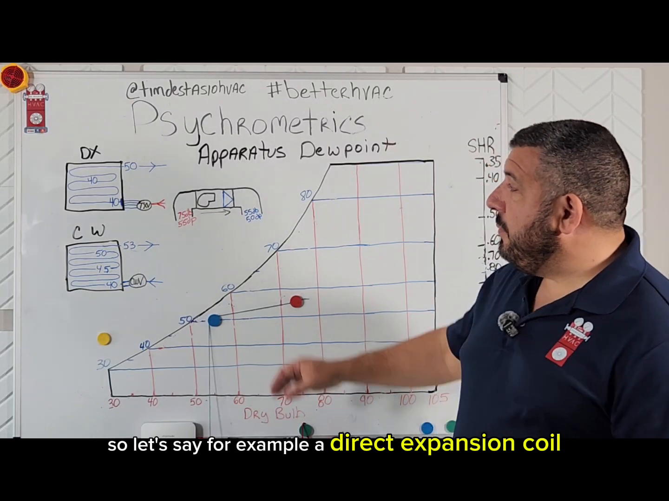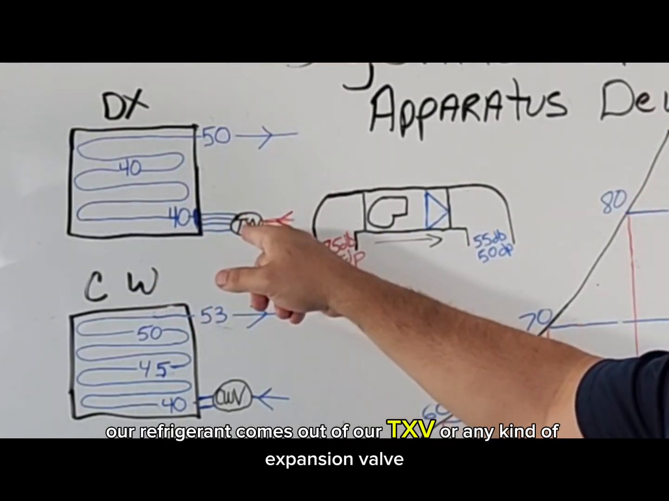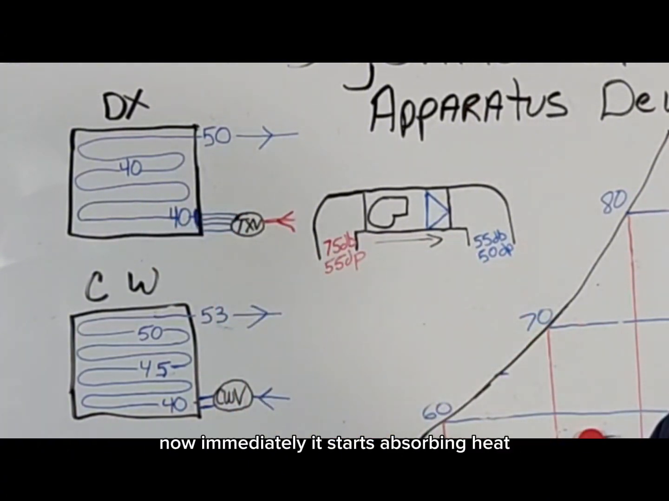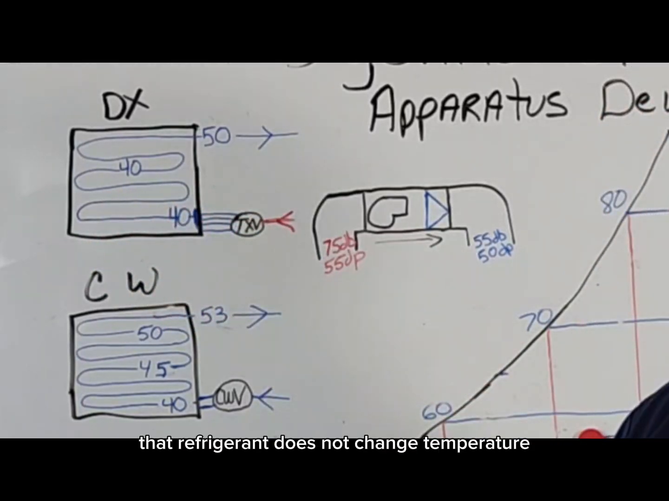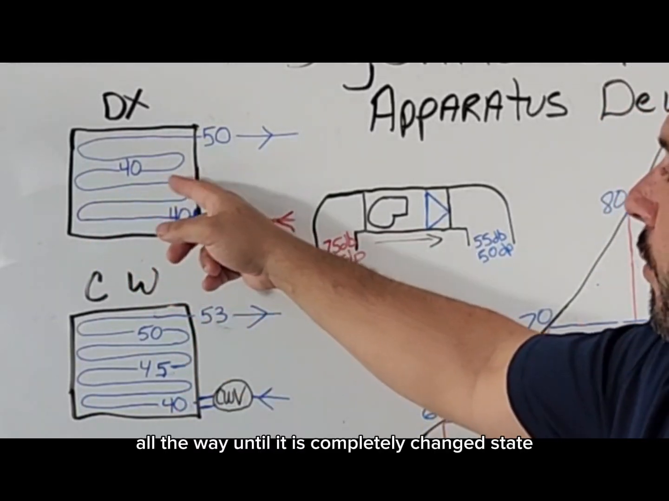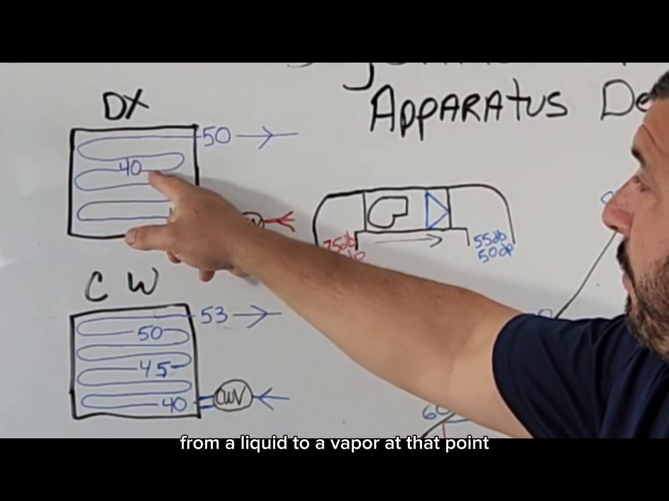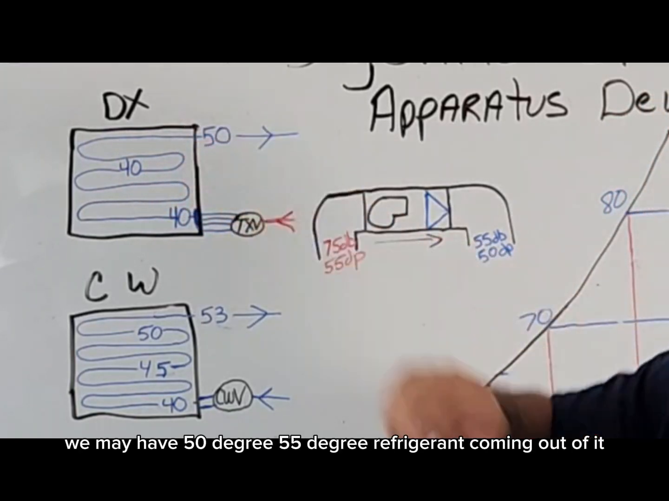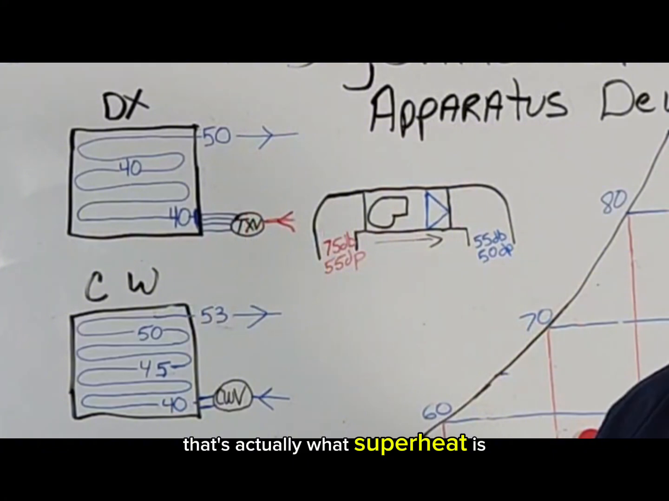So let's say, for example, a direct expansion coil. Our refrigerant comes out of our TXV or any kind of expansion valve, and it hits the coil as a liquid at 40 degrees. Now, immediately it starts absorbing heat, but there's a latent heat process there. That refrigerant does not change temperature all the way until it is completely changed state from a liquid to a vapor. At that point, now the rest of our coil starts changing temperature. We may have 50-degree, 55-degree refrigerant coming out of it. That's actually what superheat is.